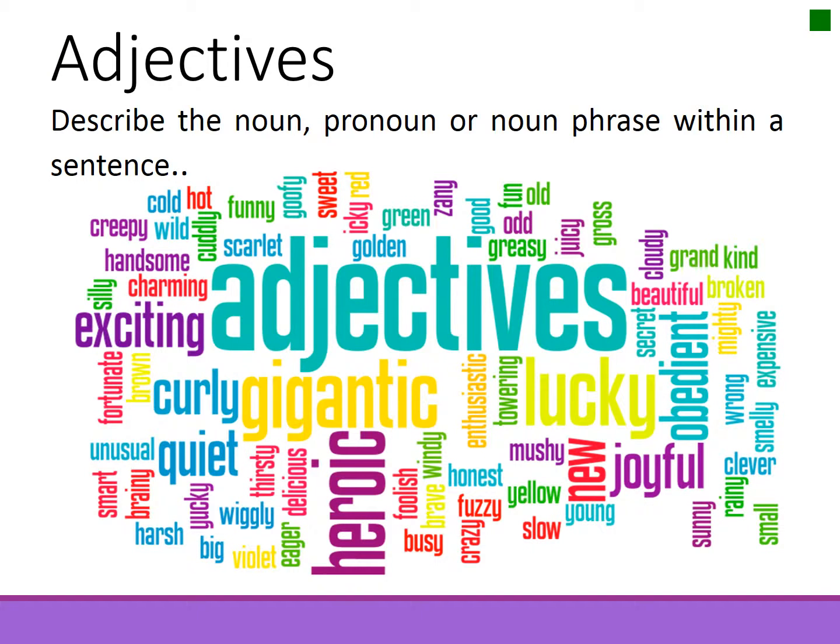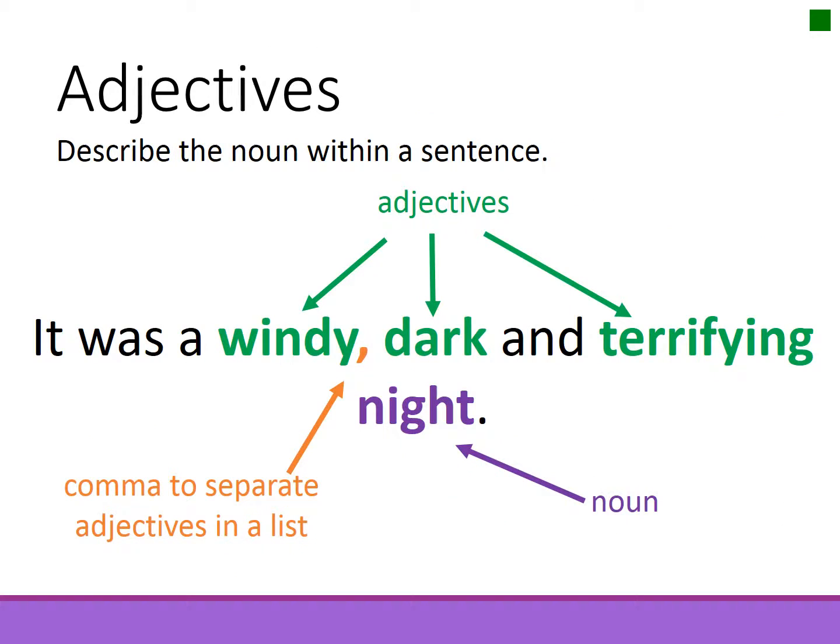Adjectives. Adjectives are describing words. They are used to describe nouns, which means that they describe the person, place, thing, or idea within the sentence. You can use more than one adjective within a sentence, and if they are used as a list, they should be separated by a comma to avoid ambiguity. It was a windy, dark, and terrifying night.